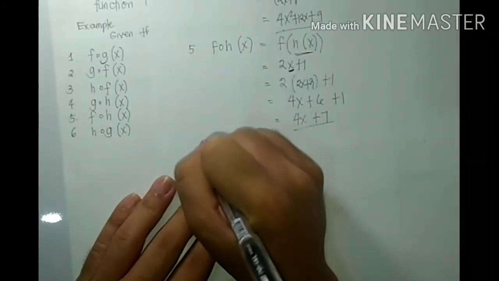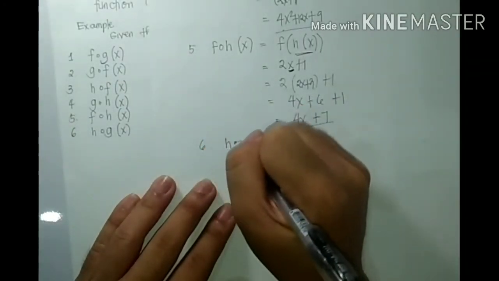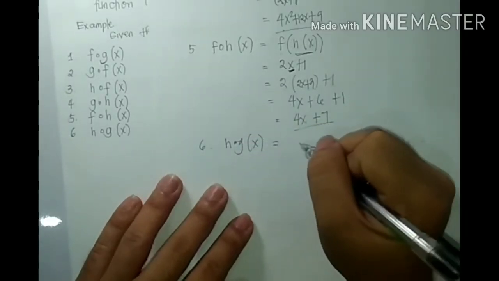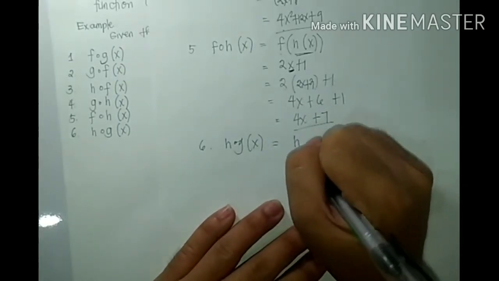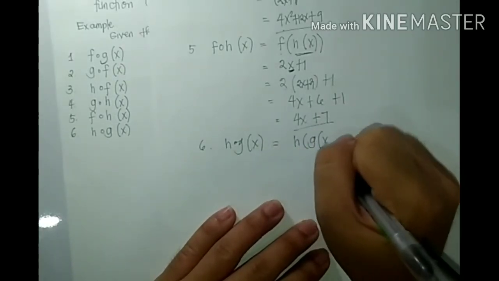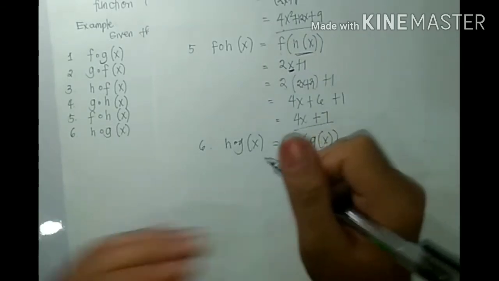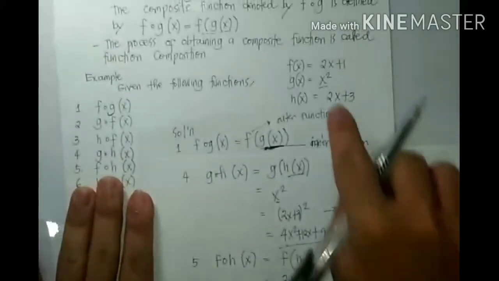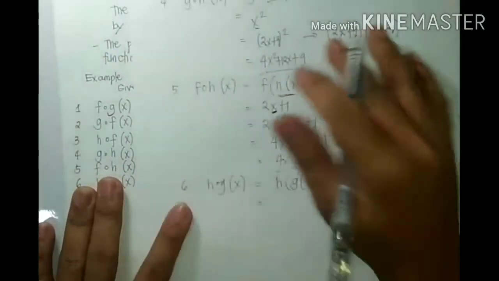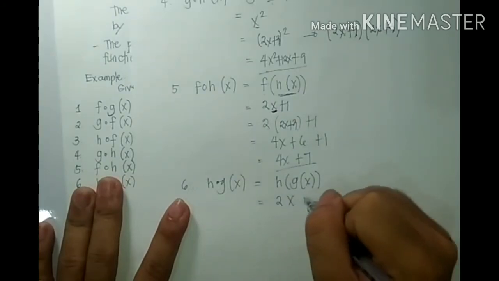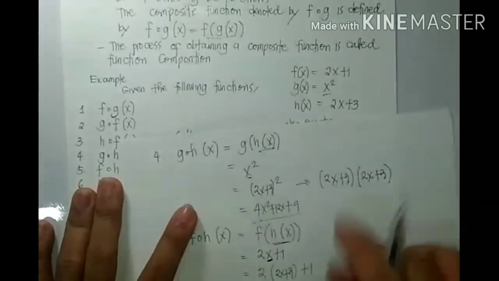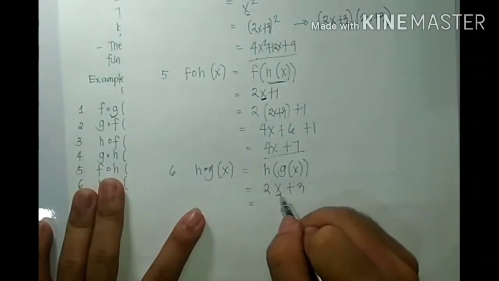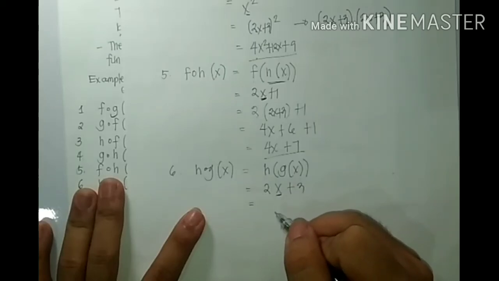Now, next we have the last one, the h of g of x. Okay, so h of g of x can be written as h of g of x. Okay, so as we all know that our h of x, or the outer function, is equal to 2x plus 3. Okay, we have 2x plus 3. Next, our g of x is equal to x squared. So what we are going to do is just replace the variable x with the inner function.